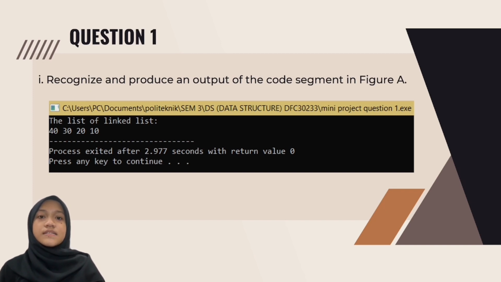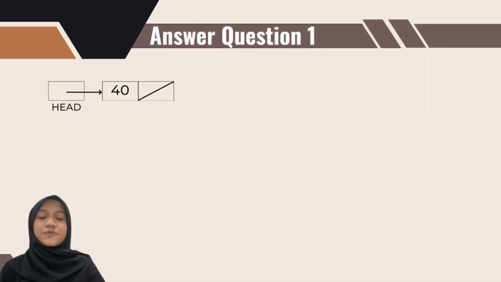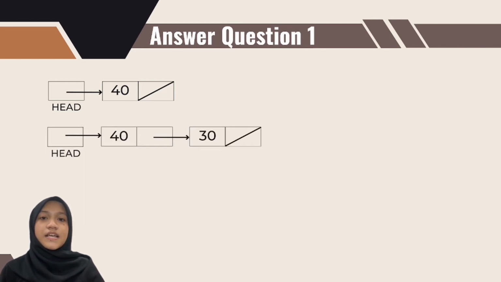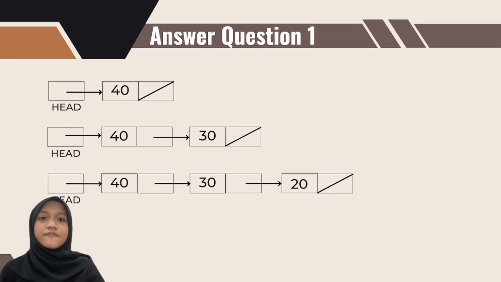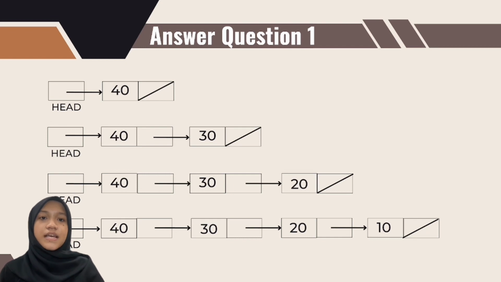So, this is the output that I get from the program, which is the list of linked lists: 40, 30, 20, and 10. Next, we need to draw the singly linked list to insert the data referred from the program. First, insert 40, and then insert 30 next to the 40. After that, insert 20, and the last one is insert the number 10 next to the 20. So, 10 is the tail and 40 is the head.